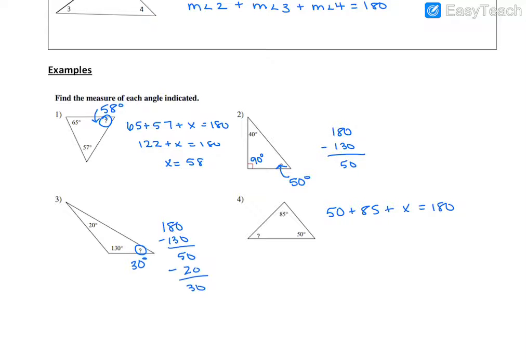So 50, 85, and x have to add to 180. 50 and 85 add to 135. Subtract the 135 on both sides, and we're going to have x equals 45. So that would be how you would go about solving for the third angle in a triangle.